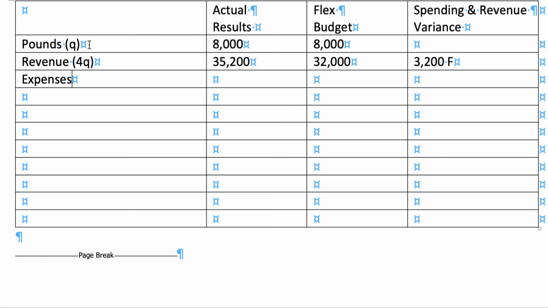Okay, so now let's go ahead and look at our expenses. So now we can go ahead and calculate the spending variances. Okay, so let's look at the first one, which is packing supplies.